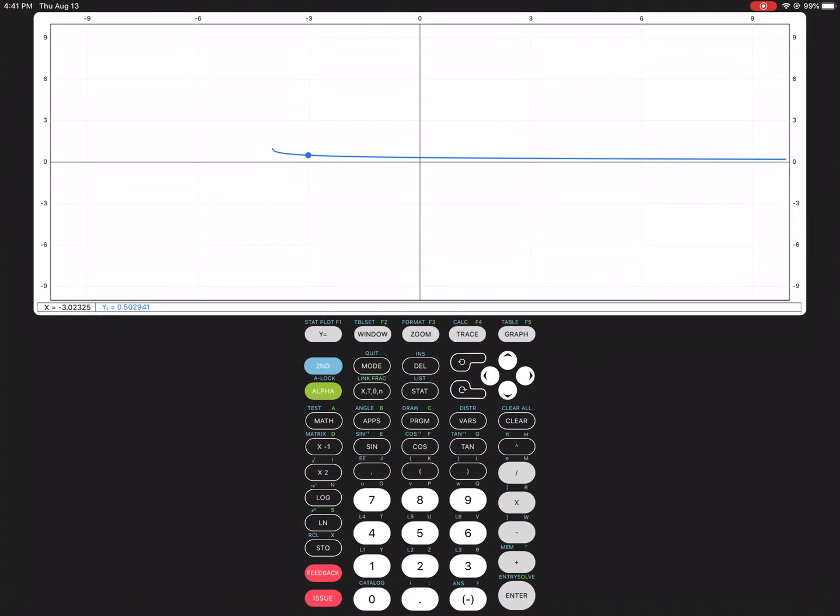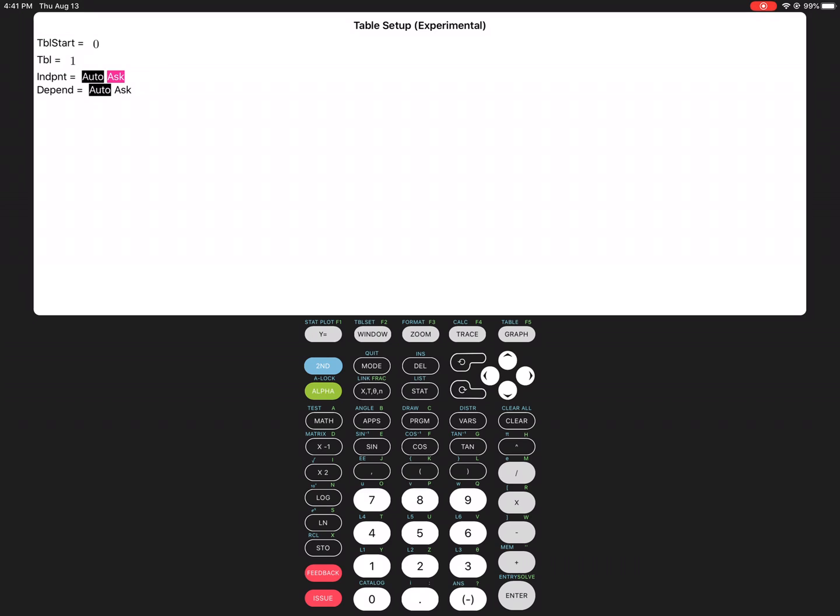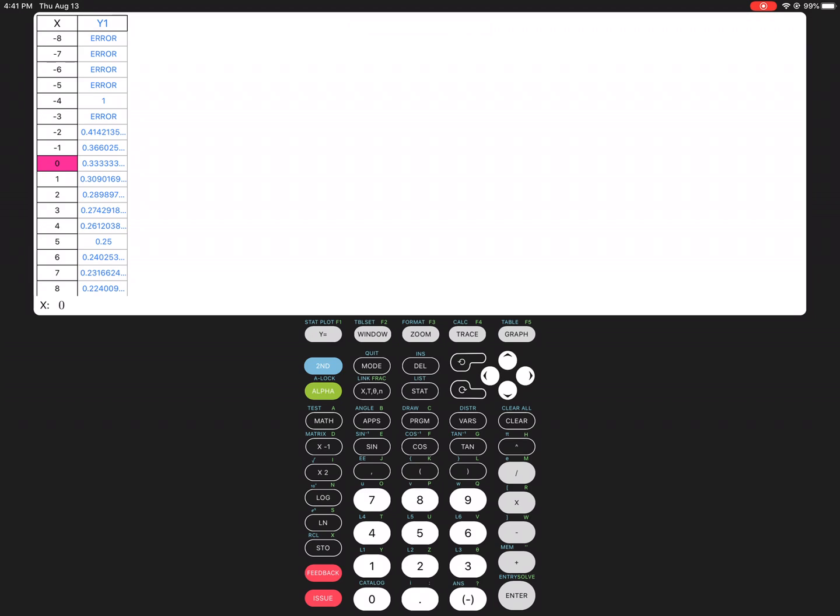Well, the first thing that you could do is go to the table set and change this independent to ask. So if you went to ask and then you went to the table, in a normal calculator situation, you would be able to type in whatever values you wanted. The Calculate 84 app does not work that way. So I'm going to show you another method that I think is a good workaround, and it's also just a good thing to know because in the future we are going to use this piece.